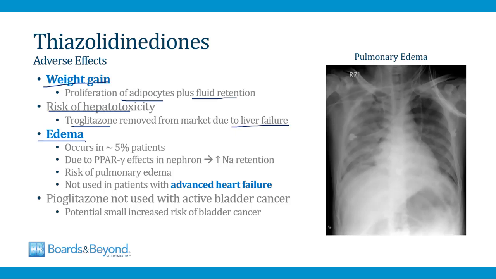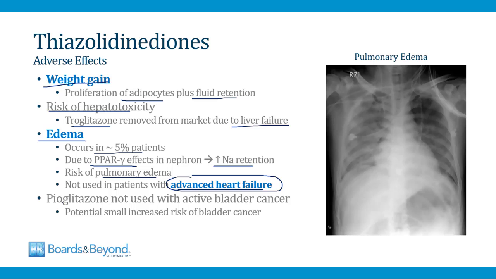And then edema is the major adverse effect of the glitazone that you want to remember. This occurs in about 5% of patients. It has to do with PPAR gamma effects in the nephron that lead to increased sodium retention. So there is a risk that patients can develop pulmonary edema. And so for this reason, the glitazones are not used in patients with advanced heart failure. And it's super high yield to remember this. If you use these drugs in patients with advanced heart failure, you can worsen their fluid retention and cause pulmonary edema.